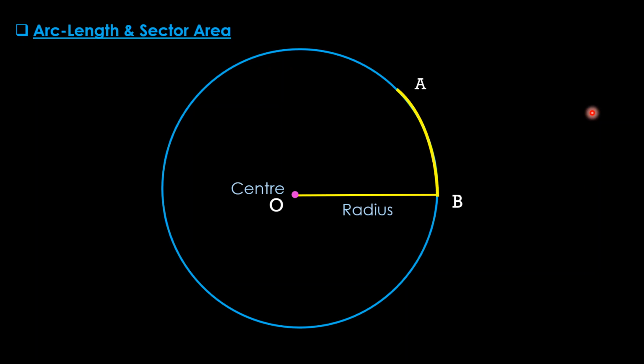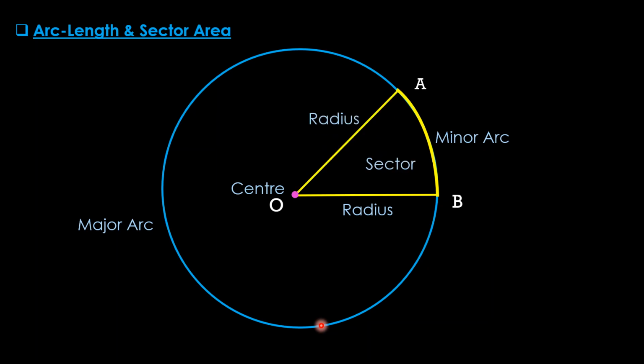This AB is an arc, it is a minor arc, and the remaining AB in blue color is the major arc. This is another radius, and this yellow portion AOB is the sector. Another thing I wanted to mention here, this is called a chord, and this is a segment of the circle.